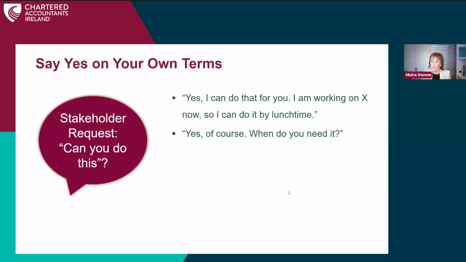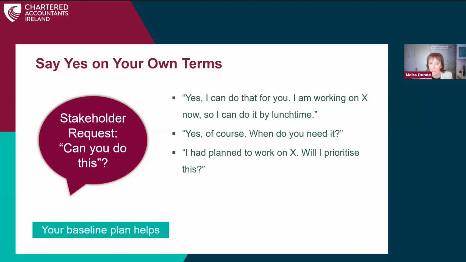Yes, of course, when do you need it? That question that I mentioned already. I plan to work on X. Will I prioritize this? So that would be in a case where the person is involved in the work you're planning. It's all to do with the same project, which is the priority now. Sometimes that can prompt someone maybe more senior to say, oh, I'd forgotten that you were going to be working on that. No, that is more important. I'll ask somebody else to do this other piece. That's sometimes the response you get.